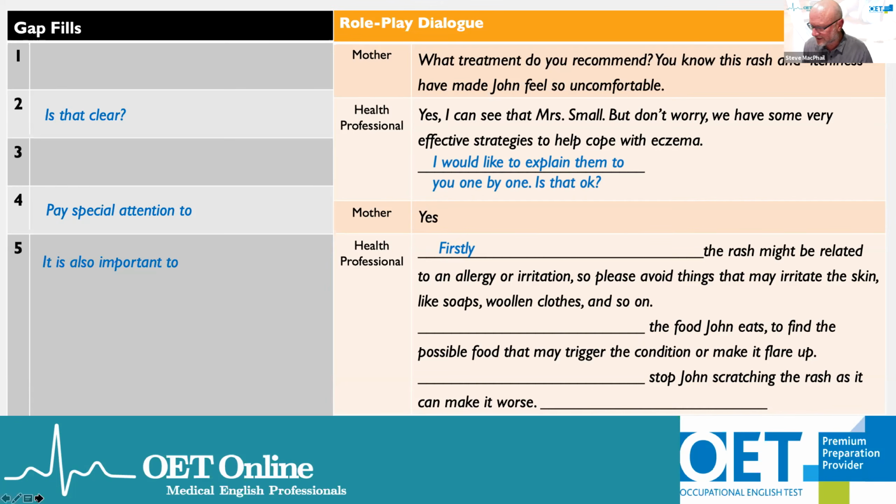Then we've got to put in another one. Yep, we've got the first one, number one, we've used. And now we're going to use, it's either going to be 4 or 5, isn't it? Number 4 says, Karis, correct. Pay special attention to the food John eats to find out the possible food that may trigger the condition or make it flare up.